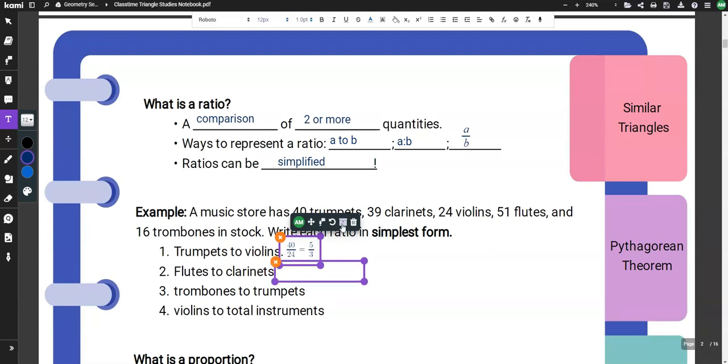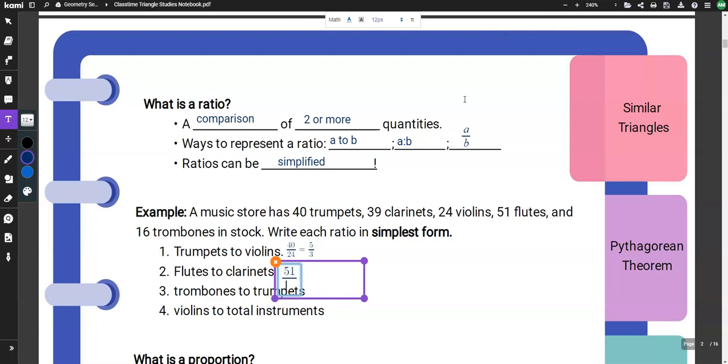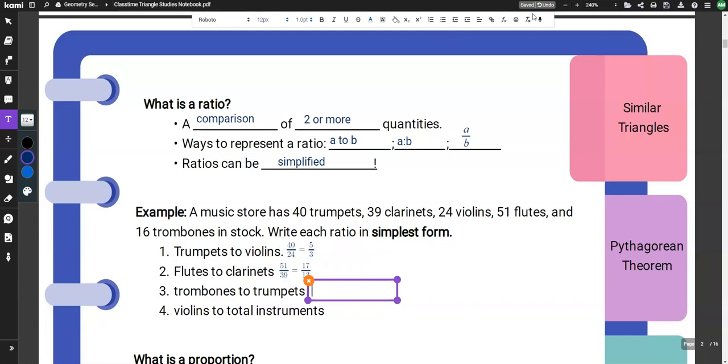Next one is flutes to clarinets. We have 51 flutes and 39 clarinets. And that is going to be simplified as well, of course. They are both divisible by 3, giving us 17 over 13. Trombones to trumpets. We have 16 trombones in stock and 40 trumpets. Again, these are both divisible by 8. So our final ratio is 2 out of 5, or 2 to 5.